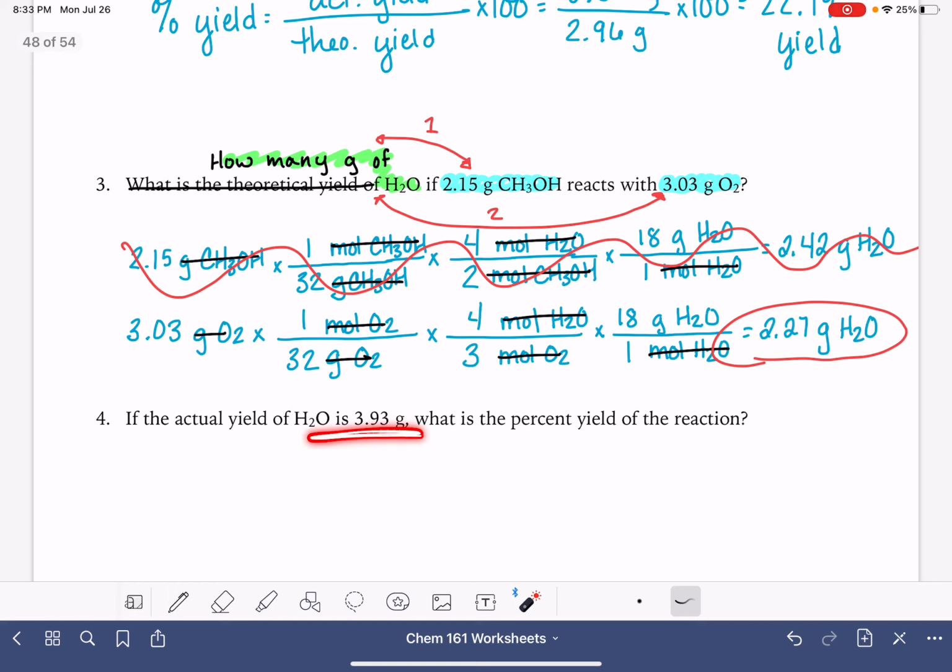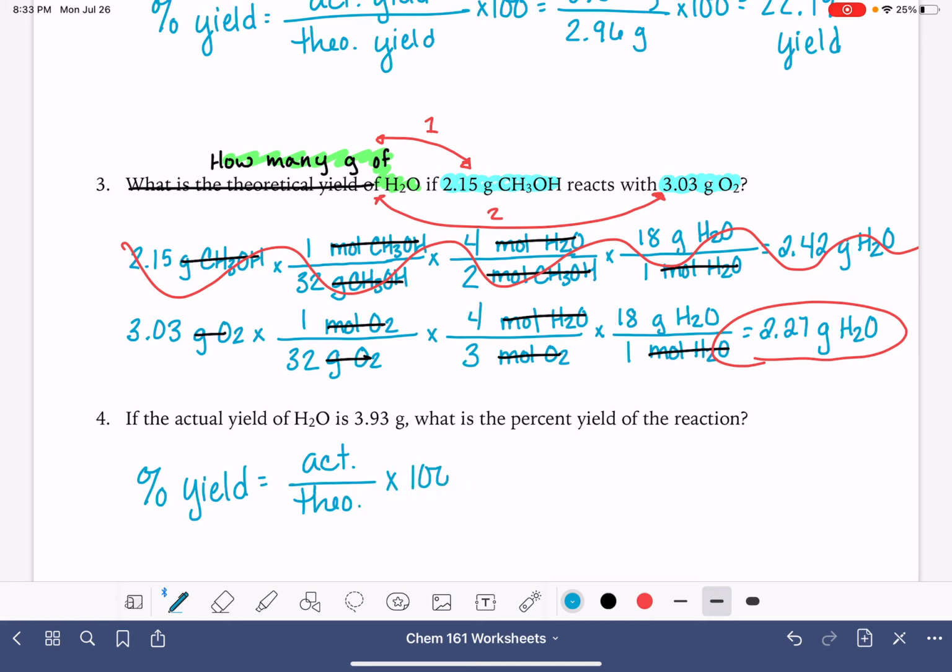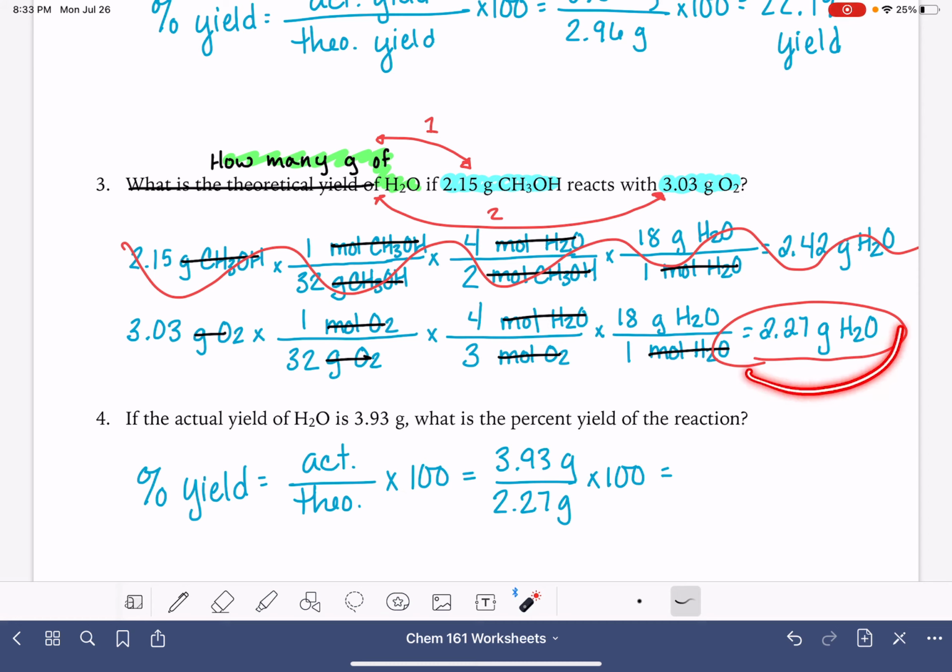The actual yield was 3.93, so what is the percent yield? So let's just do a refresher. The percent yield is going to be the actual yield divided by the theoretical yield multiplied by 100. The problem is telling us that the actual yield was 3.93, and we calculated the theoretical yield as 2.27. Now, that probably seems backwards to you. The theoretical yield is the maximum amount that we could make if everything works perfectly, but here we have an actual yield that's larger than the theoretical yield.